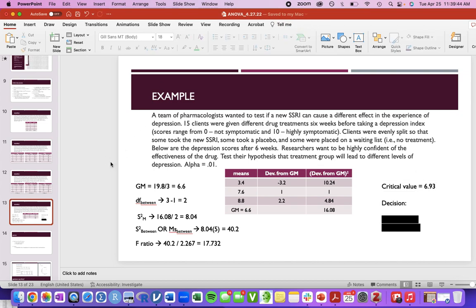Okay, so now we know that we're comparing our F ratio of 17.732 to our critical value of 6.93. So when we compare them, we can see, what do you think? Okay, we reject our null. Our F ratio is much more extreme than our critical value.